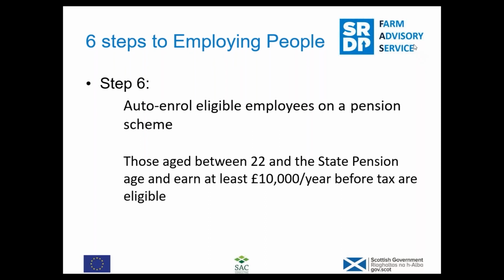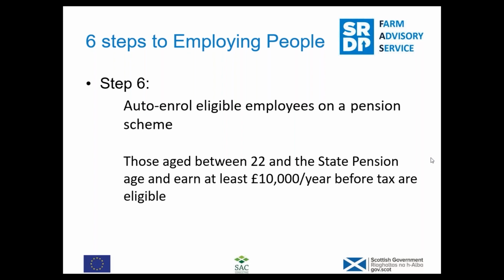auto-enrol eligible employees on a pension scheme. So pensions changed. For most small businesses, it probably didn't come into effect until 2018. But it's no longer the choice of an employee to be included on a pension scheme and to save. It's now the duty of an employer to enrol them on a pension scheme and make a contribution. So those people that are eligible under auto-enrolment are those aged between 22 and the state pension age and earn at least £10,000 a year before tax. So they have to meet both those criteria in order to be eligible for auto-enrolment.